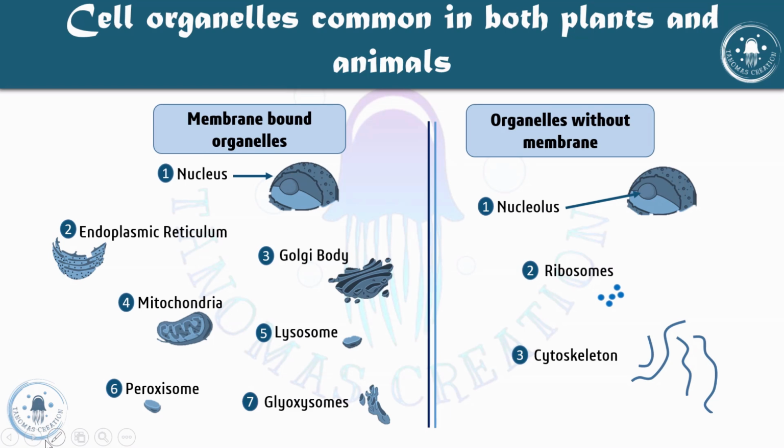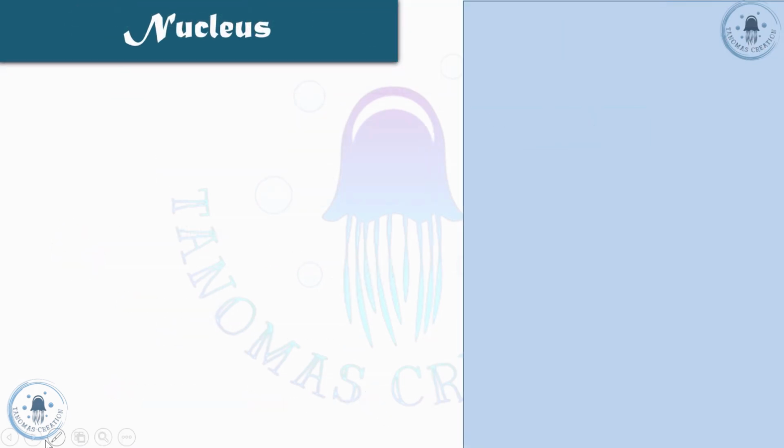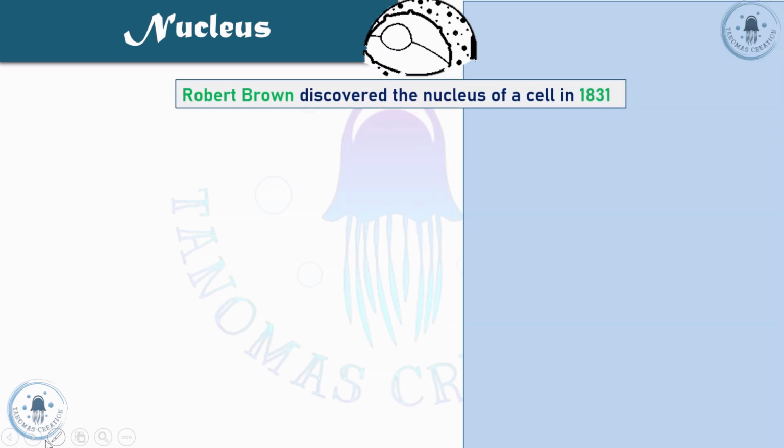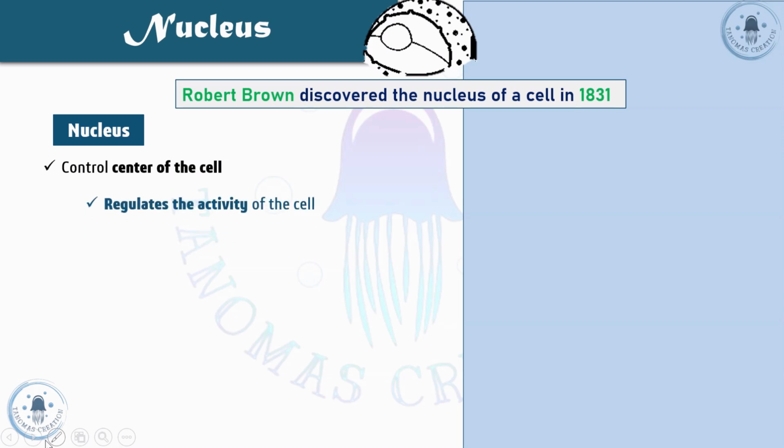Now first, coming to the nucleus. This nucleus was first discovered by Robert Brown in 1831. Now, what are the functions of the nucleus? We all know that the nucleus is the control center of the cell. Without the nucleus, the cell cannot function at all. So why? Because it regulates the activity of the cell.